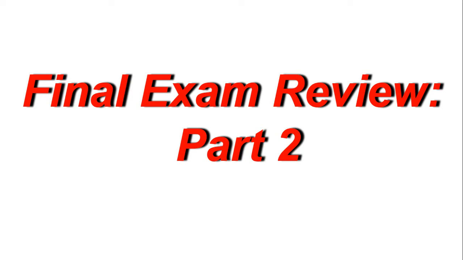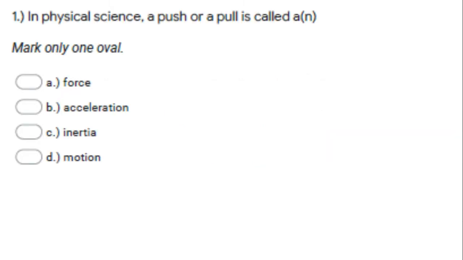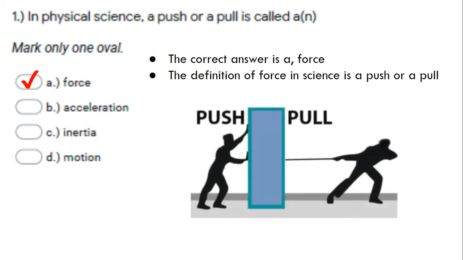Today we're going to be going over the questions from part 2 of the final exam review. Let's get started. All right, so question 1: in physical science, a push or a pull is called: force, acceleration, inertia, or motion? Correct answer is A, force. The definition of force in science is a push or a pull. So if something is a push or a pull, that is what we call a force.